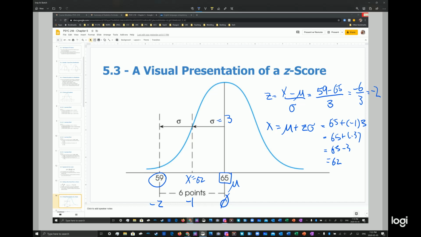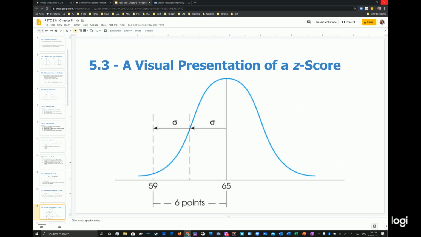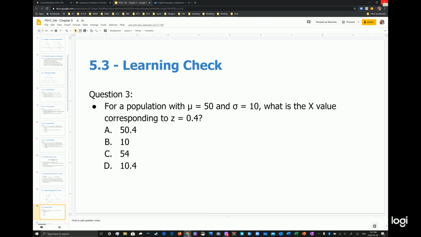For the math part, we say using the formula. For the definition part, we say, well, we measure scores in standard deviations. So here's the next learning check then. For a population with mu equals 50 and a standard deviation of 10, what is the X value that corresponds to a Z-score of 0.4? Take a moment and calculate your answer there.